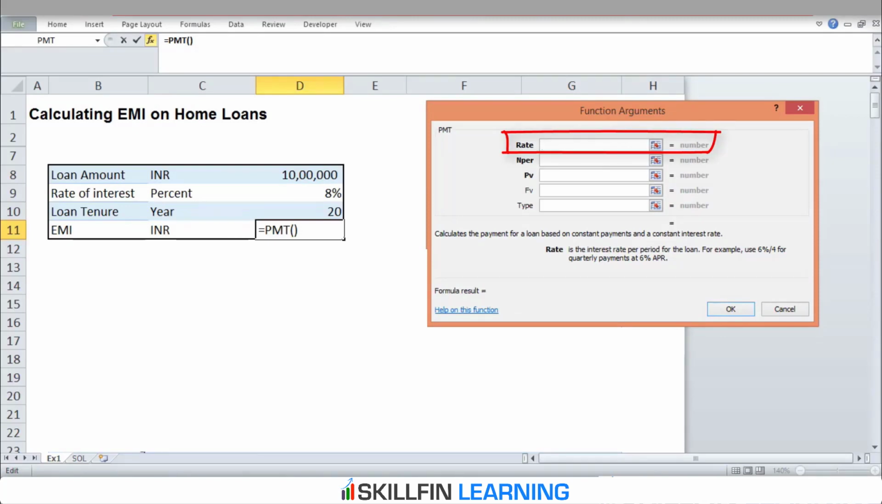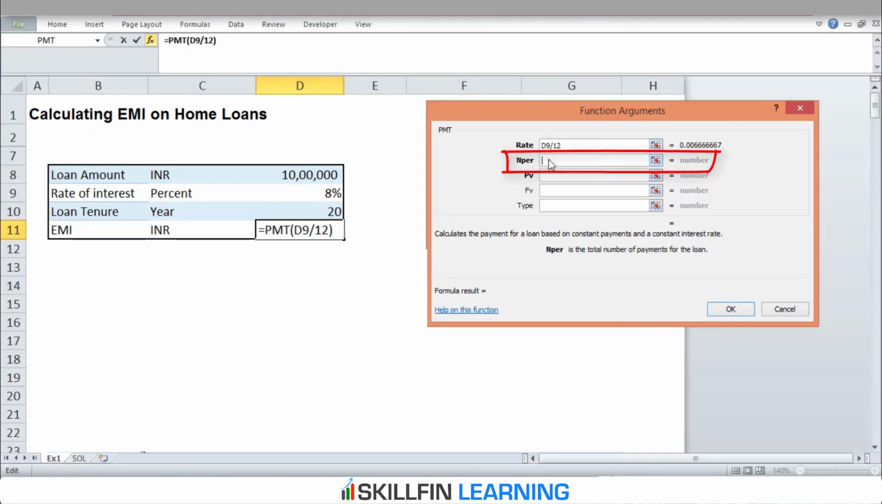The rate is the interest rate charged by the bank. In our example, the interest rate is 8% per annum. So we'll select 8% and then divide it by 12 because we want to calculate the monthly EMI.